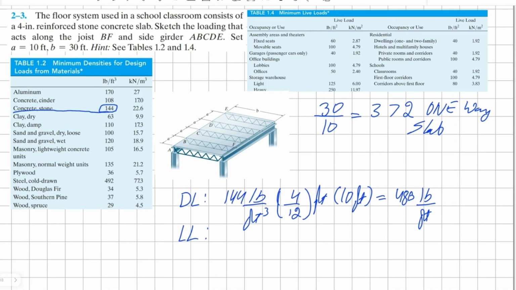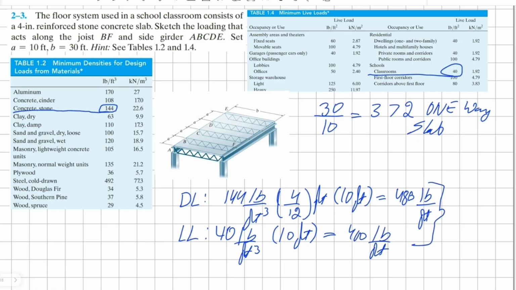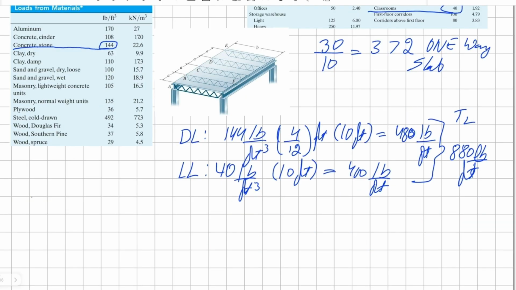Now our live load for joist BF is, using our live load table, we know that this is a school classroom, so it'll be 40 pounds per square foot times the load that our joist will be carrying, so it becomes 400 pounds per foot. Adding these together, we get our total load. That's 880 pounds per foot.